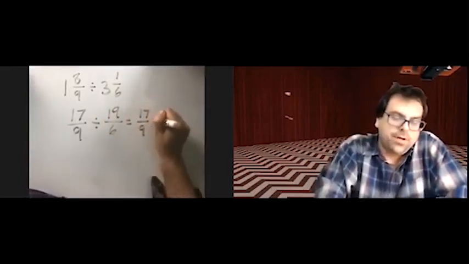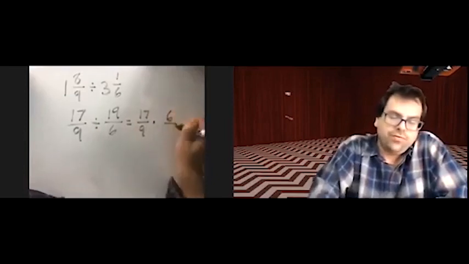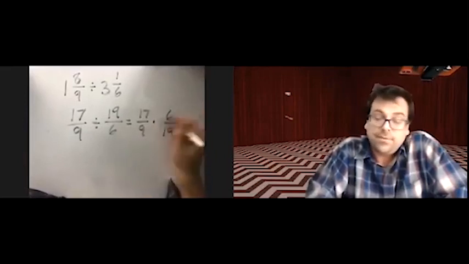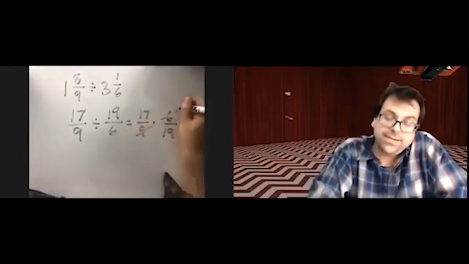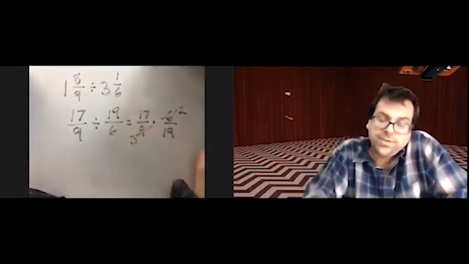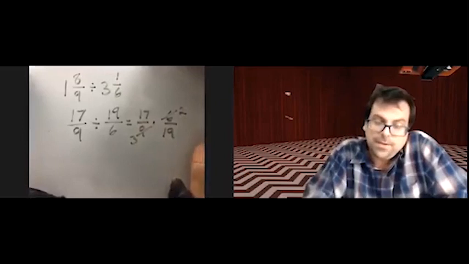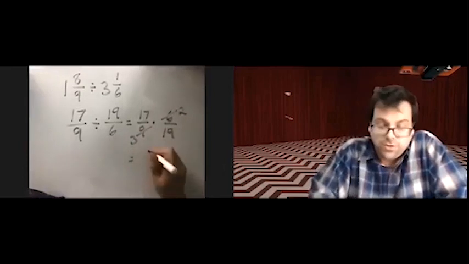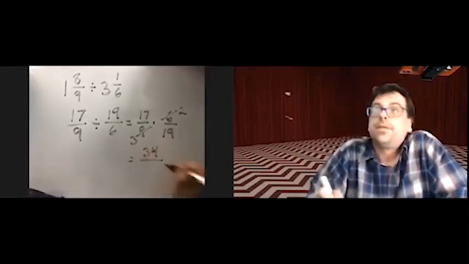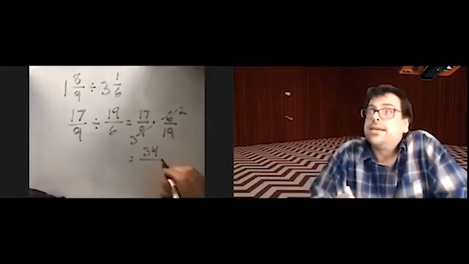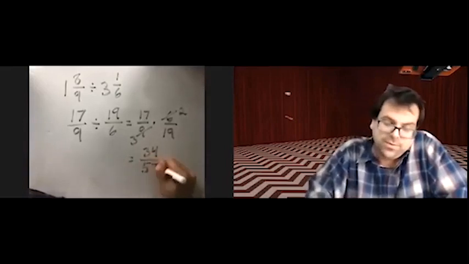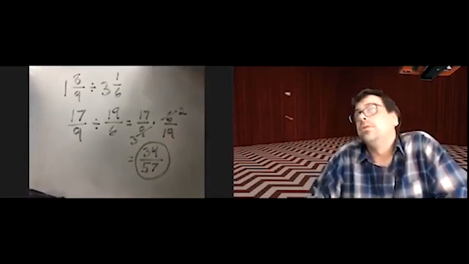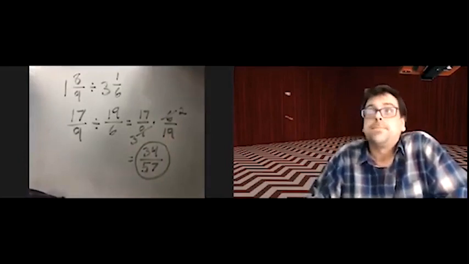Keep, change, flip. 6 and 9 can both be divided by 3. 6/9 would be 2/3. Nothing else cancels, so we would go 17 times 2 is 34. And then 3 times 19 works out to 57. 34/57.